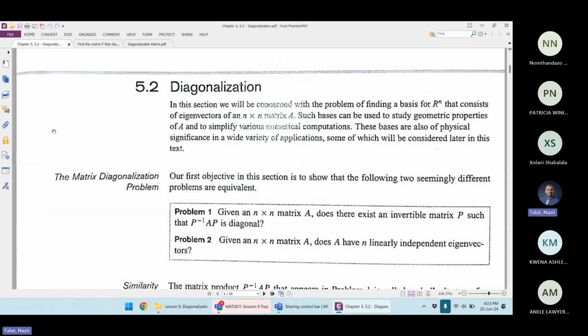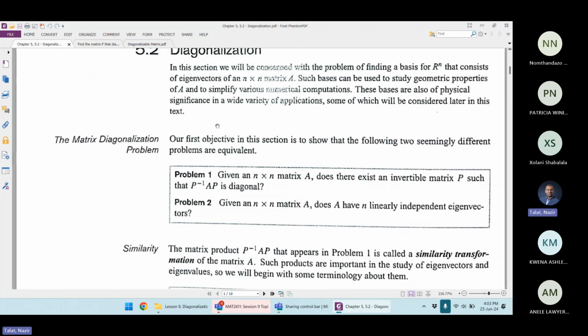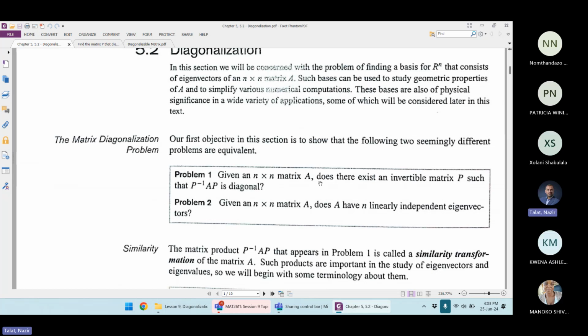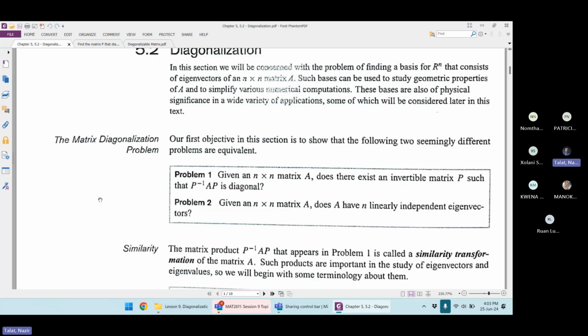diagonal matrix. So first of all, when we start diagonalization, our objective is to find a matrix. If an n cross n matrix A is available, does there exist an invertible matrix P such that P inverse A P is diagonal? So this is a very important question. And diagonal means a matrix which has only the diagonal entries. The upper entries are zero and the lower entries are also zero. Only the diagonal entries of the matrix exist.